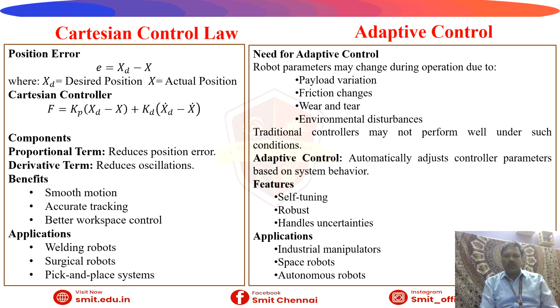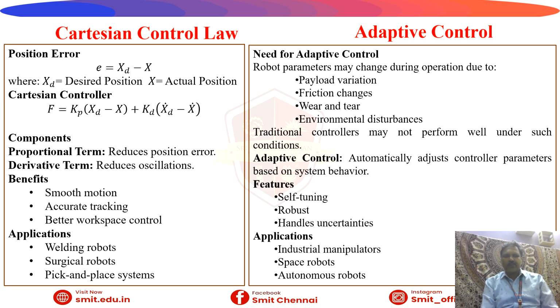Cartesian control. This is another control technique we are using. There is a position error, e, defined by xd minus x. Xd is the desired position, x is the actual position, which we have already seen in the previous videos. One state to another state, initial state to the attained state, that is the desired position, how much it has to move from one point to another point.